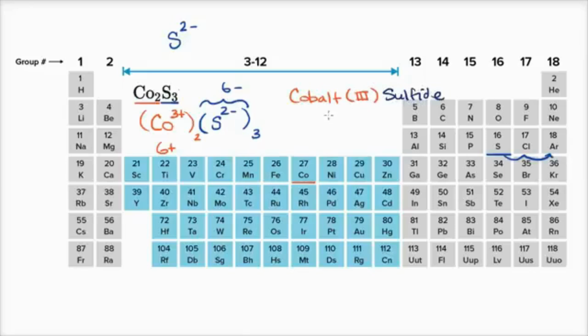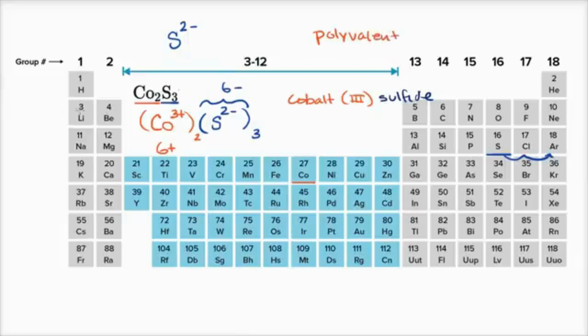Now I know what you might be thinking: when we looked at other ionic compounds, I didn't have to write the charge of the cation there. And actually, I don't have to write it in uppercase there, so let me rewrite it as cobalt 3 sulfide. The reason why I wrote that 3 in this case is because the cobalt can take on multiple charges. It's known as polyvalent.